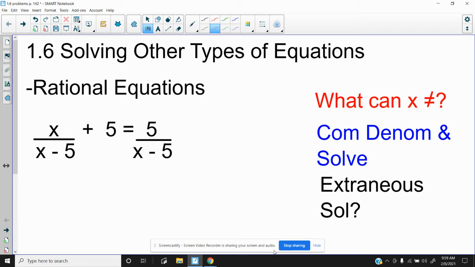So the three things you have to think about when you solve these is what can x not equal? That has to do with the fact we have a variable in our denominator. So in this particular equation, x can't be 5 because our denominator can't be 0. We have to think about what our common denominator is. And then once we solve it, we have to think about extraneous solutions. That is, solutions that we get that are correct algebraically, but because we have a fraction in this instance, sometimes we get answers that we can't use.